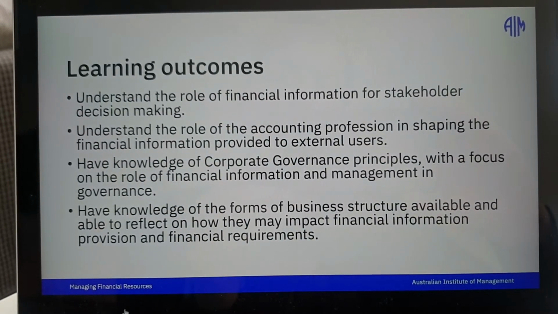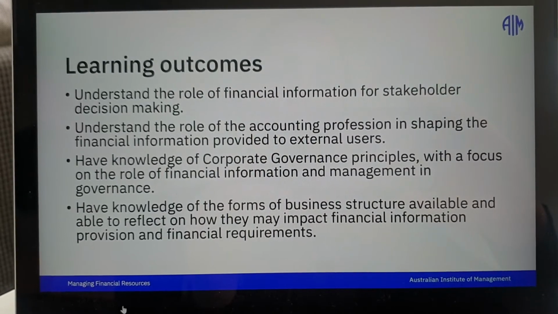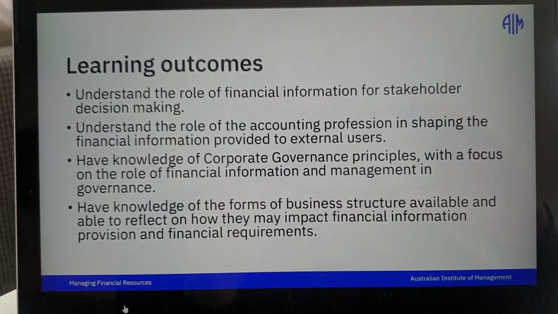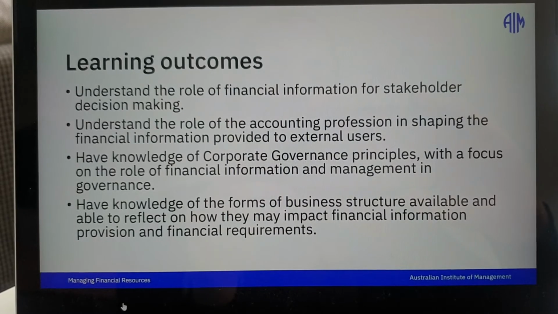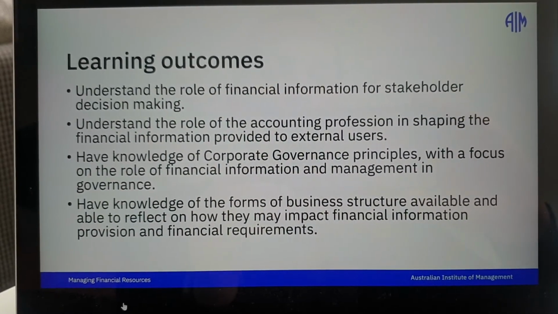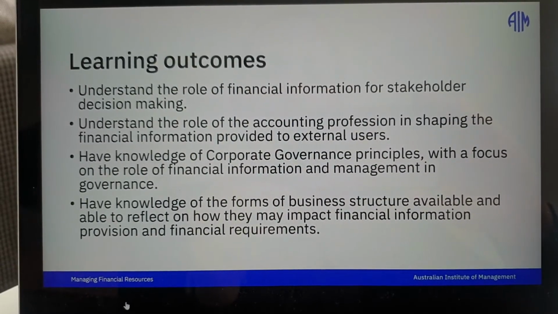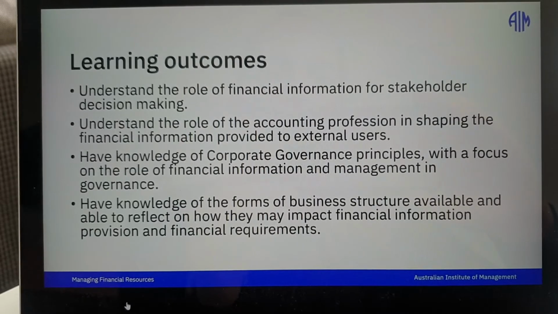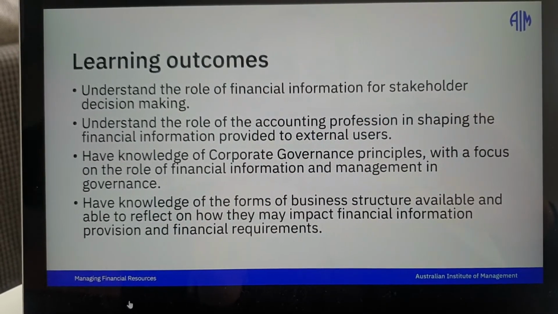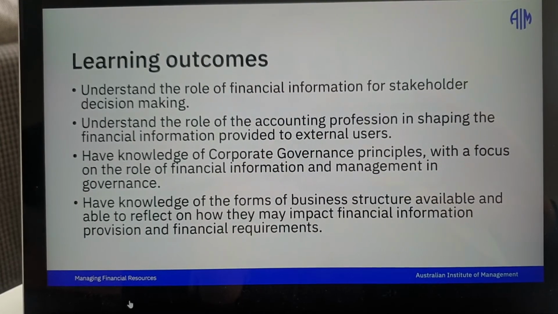For topic 1, the learning outcomes are to understand the role of financial information in decision making, to understand the role of the accounting profession in shaping the content of that information, to understand corporate governance and its impact into financial information, and finally, to understand the different forms of business structure that businesses can use to organize their operations.